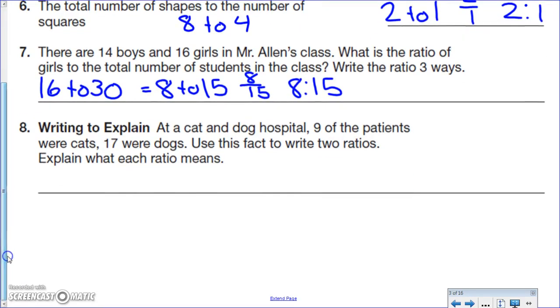All right, for number 8, we're writing to explain. At a cat and dog hospital, 9 of the patients were cats, 17 were dogs. Use this fact to write two ratios. Explain what each ratio means. So if we look at the first one, we can compare the number of cats to dogs, so we know there's a ratio of 9 to 17.